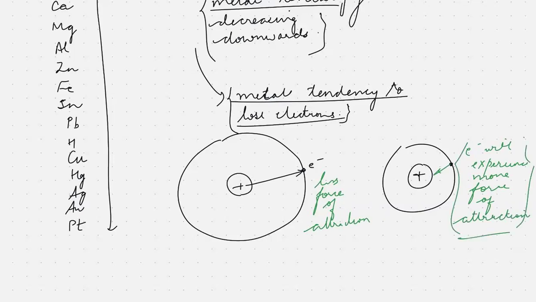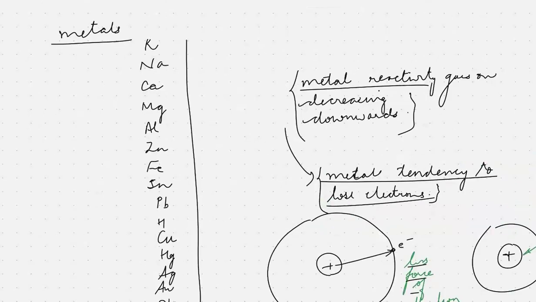When this electron is experiencing less force of attraction, and this electron is experiencing more force of attraction, we are arranging these metals from top to down and saying their tendency to lose electrons goes on decreasing. What do you mean by that? As we move downwards, the size of the atom becomes smaller, and thereby the electrons will be tightly held because of the force of attraction. And thereby the reactivity will decrease.